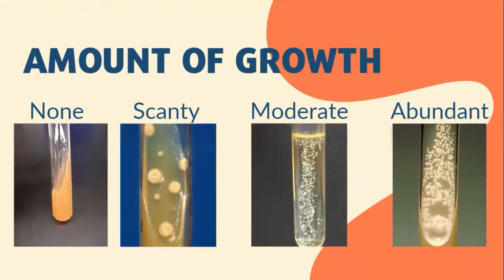So the first factor in examining an agar slant culture is the amount of growth. Here we have 4 types of amount identification. First, we have none, which indicates no growth of the bacteria in the agar slant. Next, we have scanty, which indicates that there is minimal growth. Then we have moderate, which suggests that half of the culture media is occupied by the growth of the bacteria. And finally, we have abundant, which indicates that the bacteria occupied the agar slant.